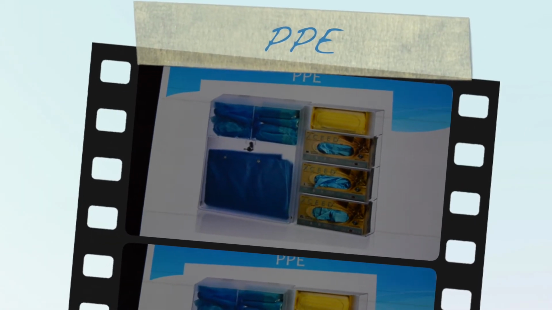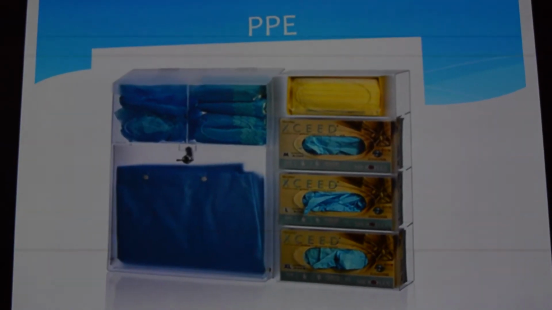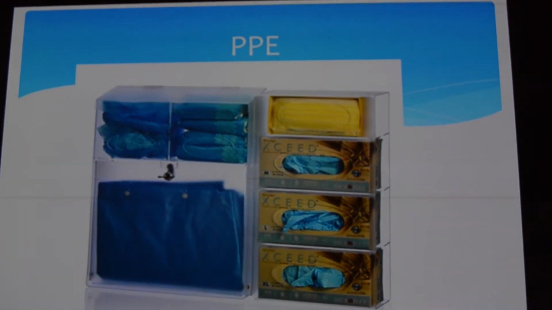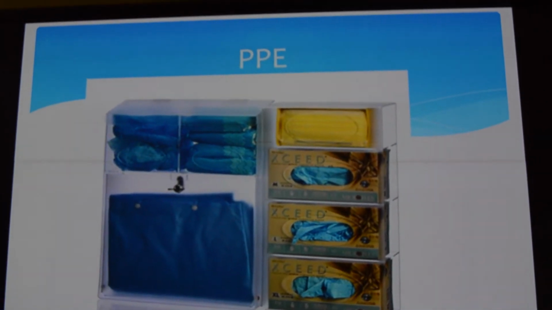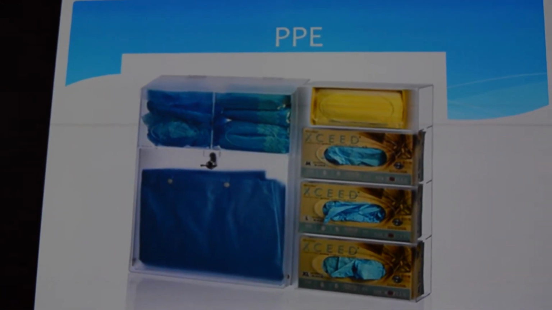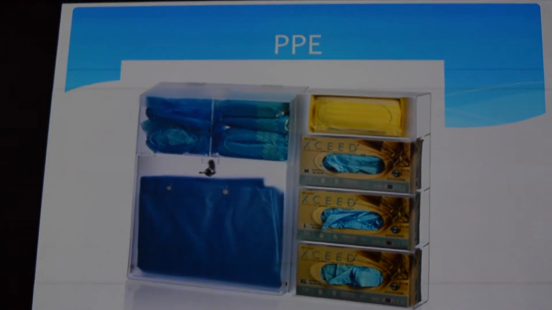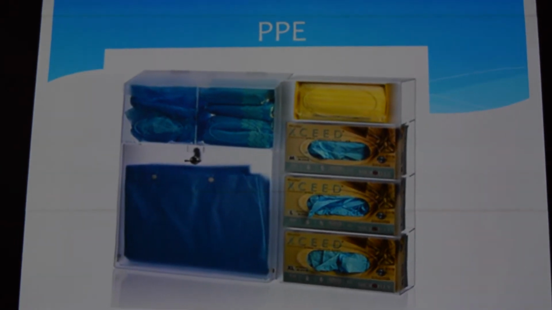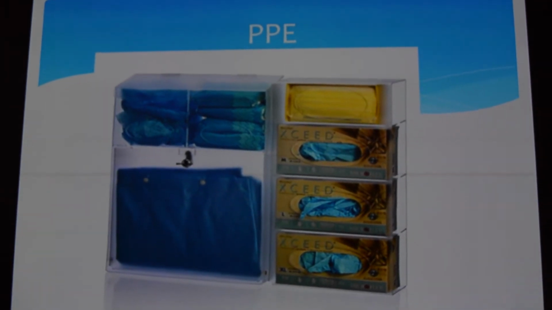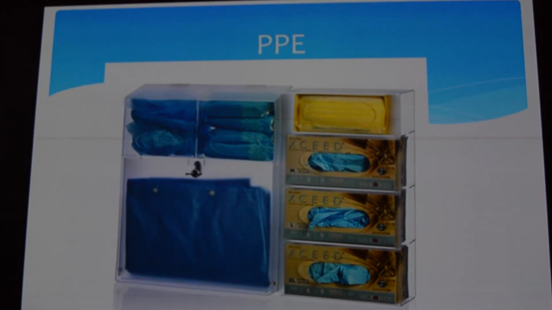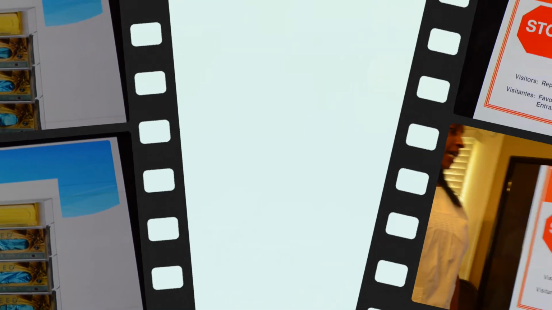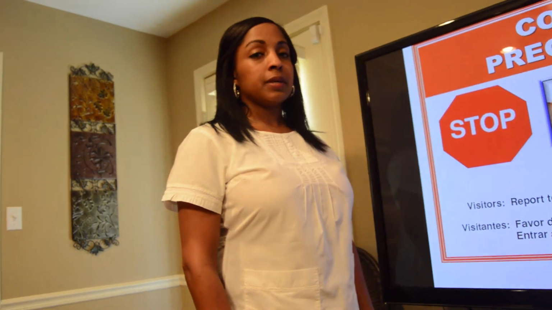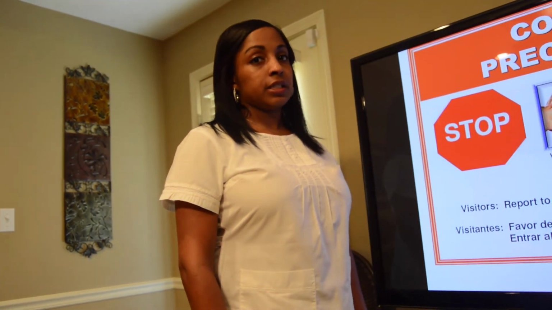Personal protective equipment, also known as PPE, includes gowns, gloves, and masks. Depending on the severity, sometimes you may utilize shoe covers. These items should be available on the nursing units. Gloves should be located in every patient's room. Types of PPE that should be utilized should be placed on front of your patient's door.